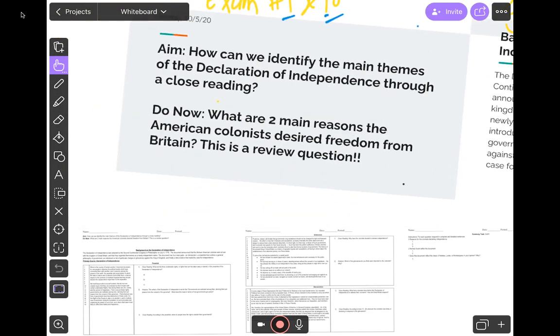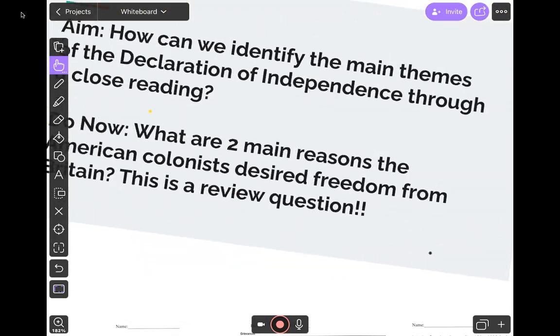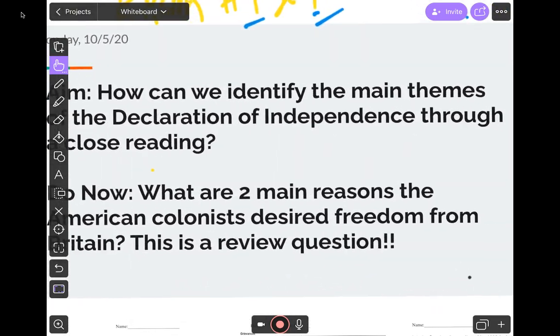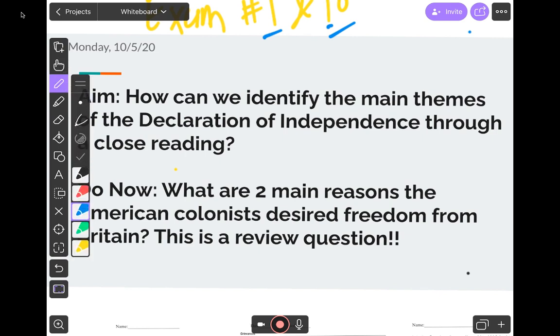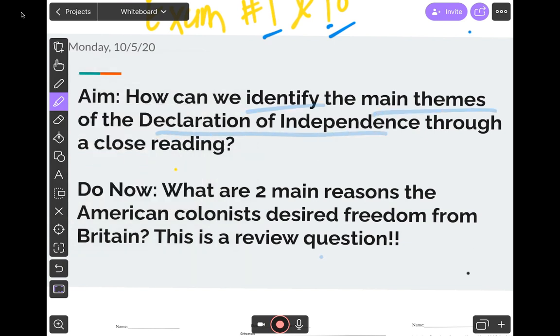So we'll get started today with our aim and do now. Okay, so aim, we've got: how can we identify the main themes of the Declaration of Independence through a close reading. So we're going to be looking into the Declaration of Independence today. One of the more foundational documents we have for the U.S. government. Okay, so we're going to be looking at the Declaration of Independence today through a close reading, and we're really trying to identify what are some themes that we can pick up from this document.